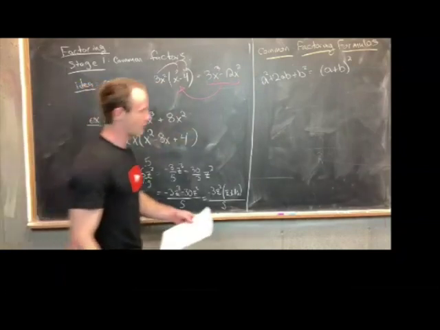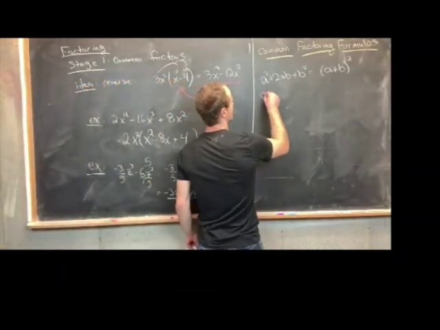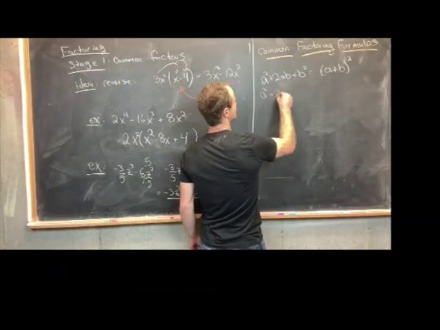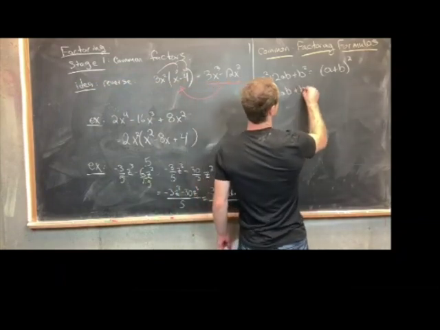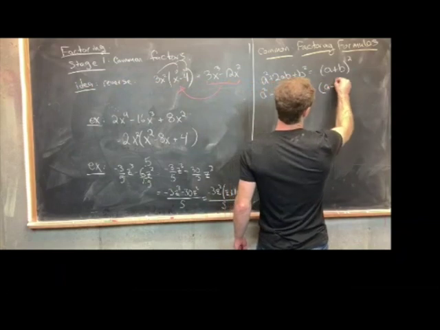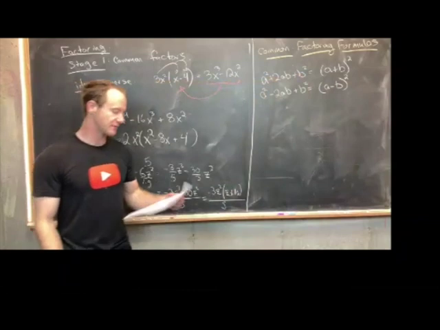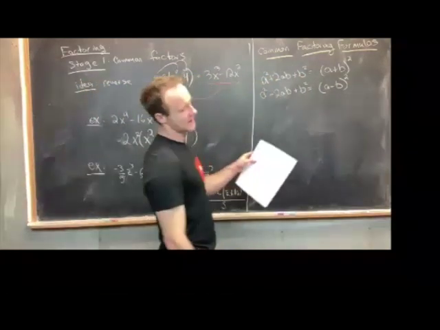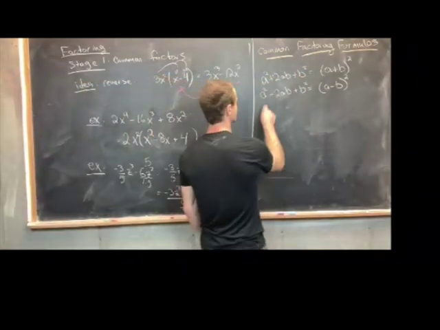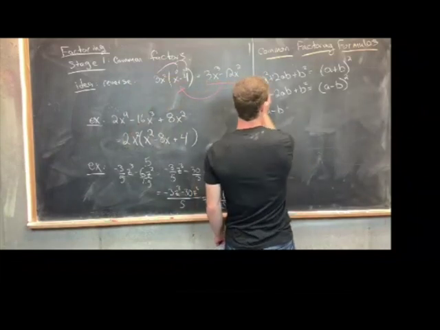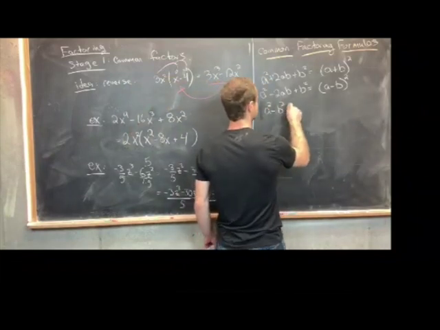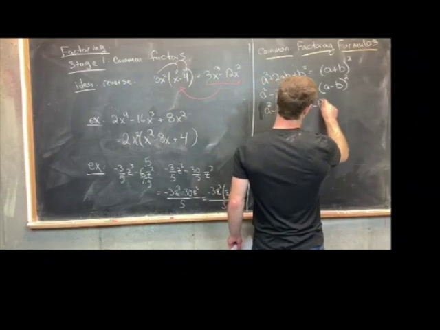And now we're going to have a similar one with a minus sign. So a squared minus 2ab plus b squared. So that's going to be a minus b squared. Again, that's one that we've seen before, just written in reverse. Then this next one is also one we've seen before, just written in reverse, and that's a squared minus b squared is a minus b times a plus b.